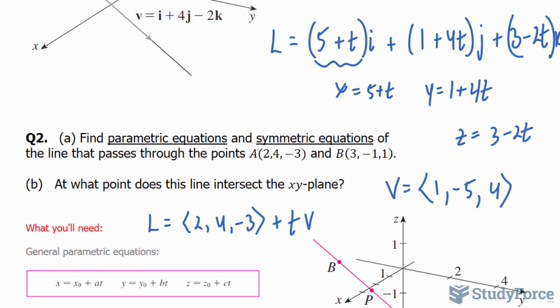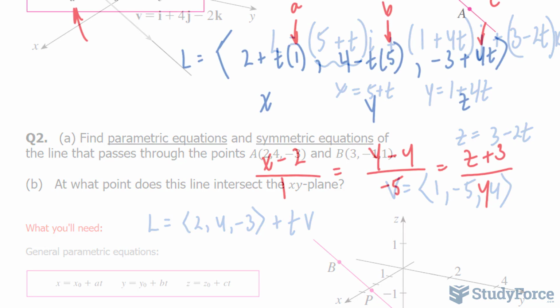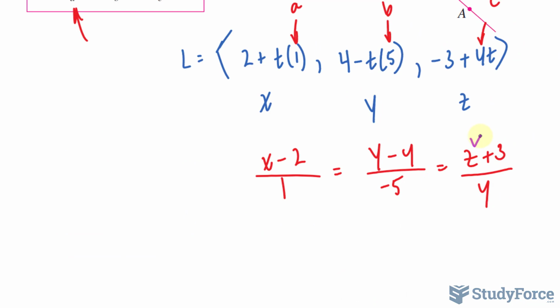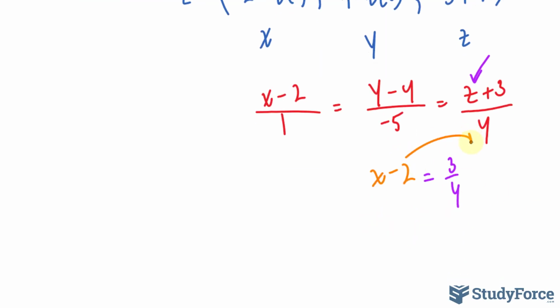In question B, we're asked, at what point does this line intersect the xy plane? The line intersects this plane when z is equal to 0. So if we substitute z is equal to 0, we should end up with two coordinates, an x and a y coordinate. Let's go ahead and do that. Substituting 0 into here, we end up with 3 over 4, and we'll solve for x and y individually. So this is equal to x minus 2 on the left side, bring that 2 over.